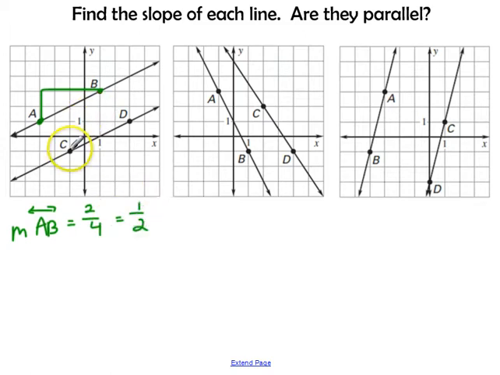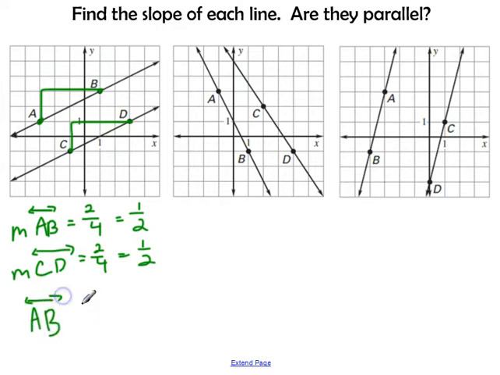And then let's find the slope of line CD. This is up 2 over 1, 2, 3, 4. So again, the slope of CD is also 2 over 4, which is 1/2. Since both of the slopes are 1/2, we can say that line AB is parallel to line CD.